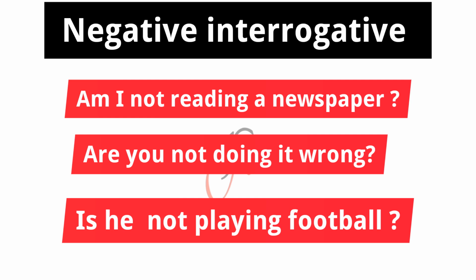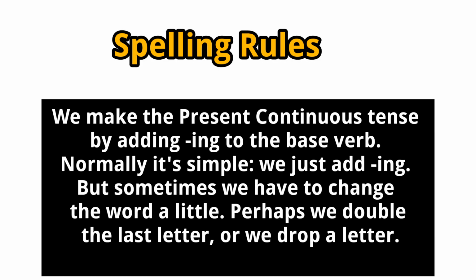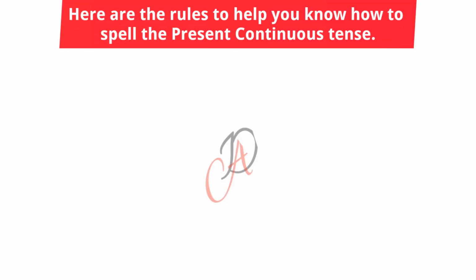All right, we have discussed the structure of the present continuous tense, and now let's know how we spell the present continuous tense. We make the present continuous tense by adding ing to the base verb. Normally it's simple, we just add ing, but sometimes we have to change the word a little. Perhaps we have to double the last letter or we drop a letter. Here are the rules that we will discuss now.